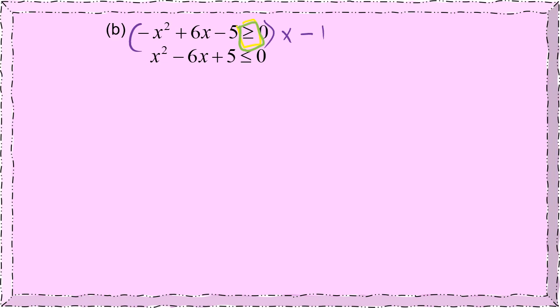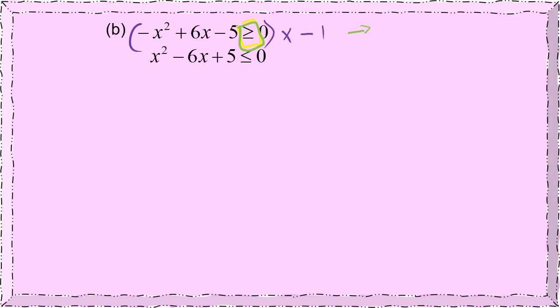So negative 1 multiplied by negative x squared is x squared. Negative 1 multiplied with positive 6x will be negative 6x. Negative 1 multiplied by negative 5 will be positive 5. So the more than or equal to will be less than or equal to. It's always the rule. This rule you have learned in high school.